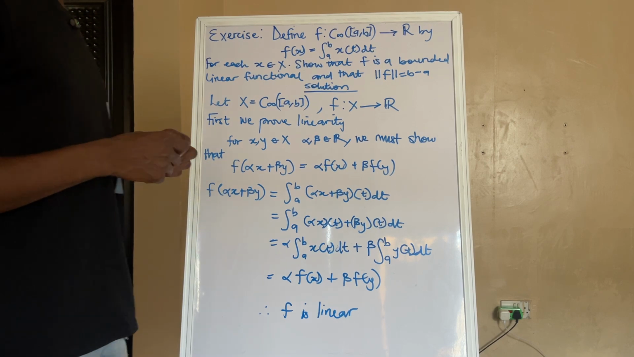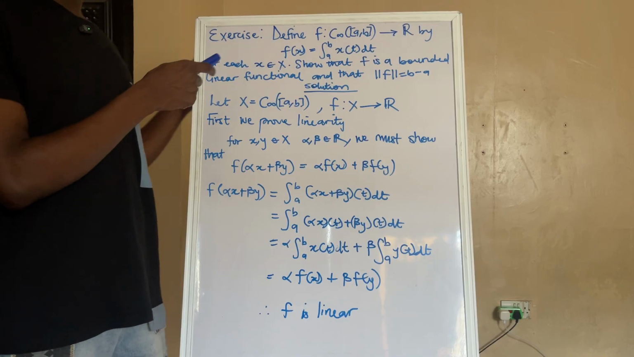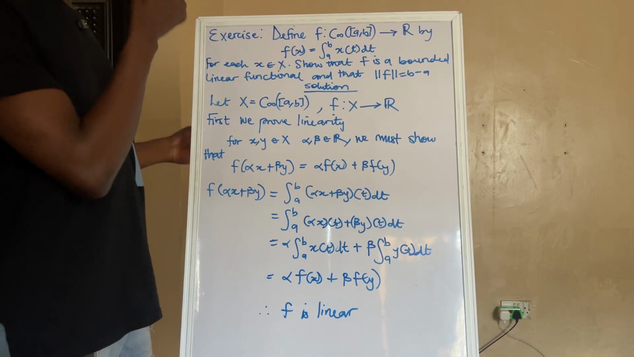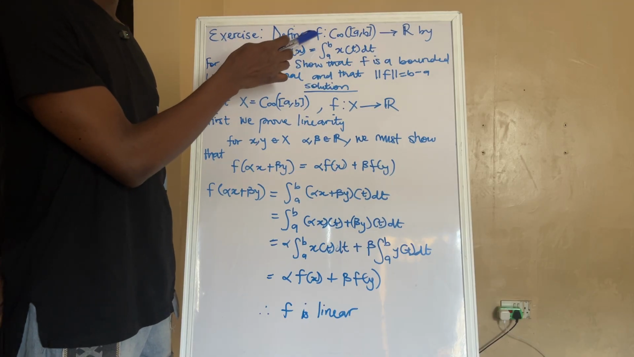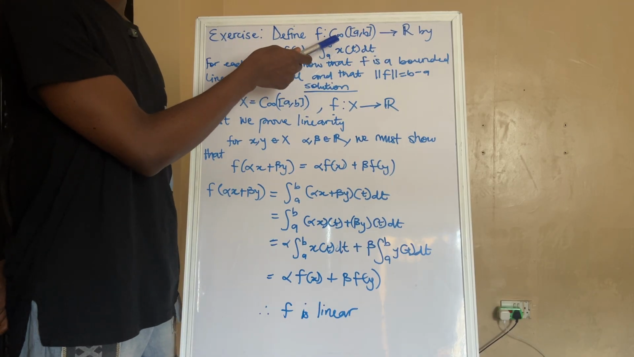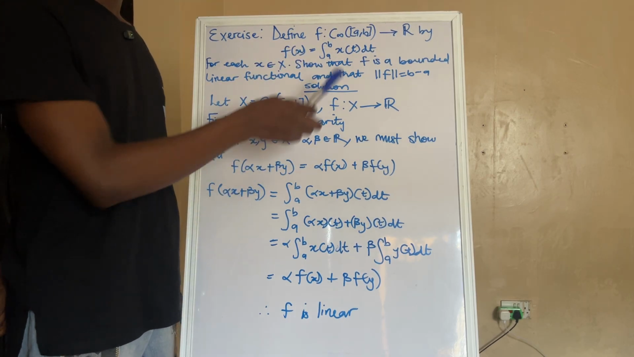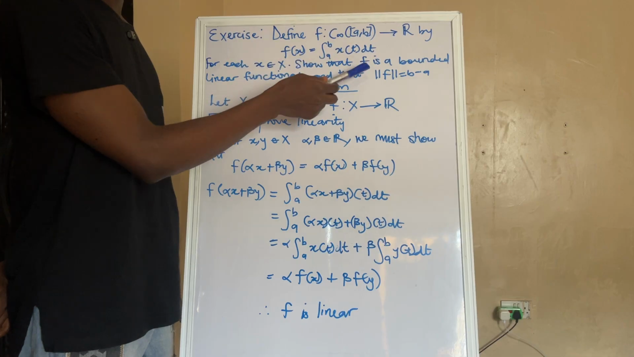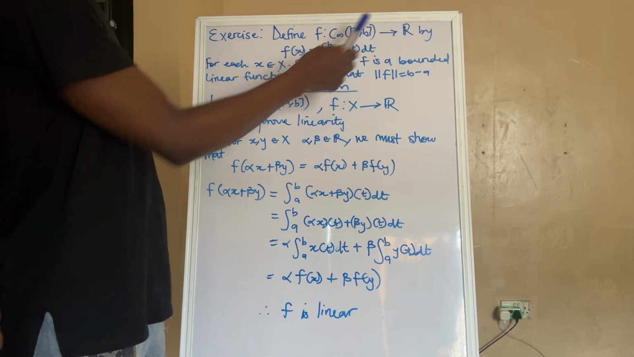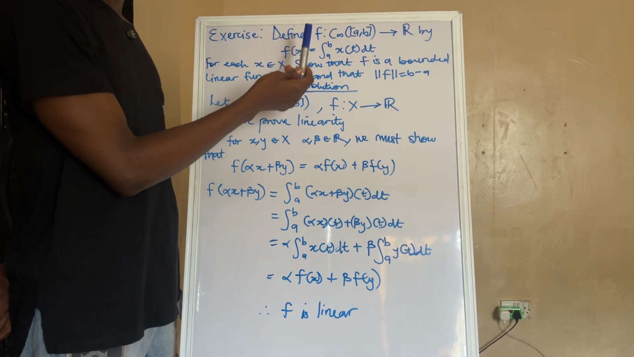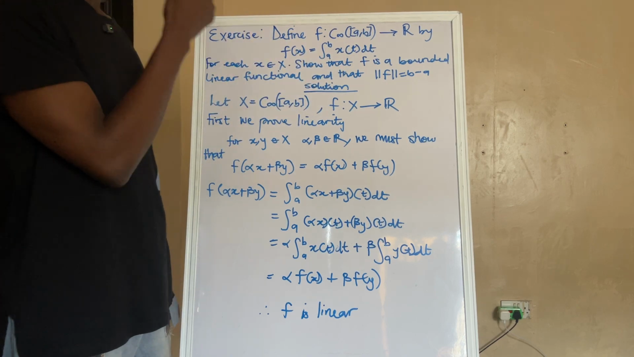One of the most important things to know in this course is how to show that an operator is bounded linear. And this exercise is from the lecturer's slides. So this question is: define f as a map from C_infinity, the continuous functions on the closed interval a to b, to the field of real numbers, R, by f of x equal to the integral from a to b of x of t dt.